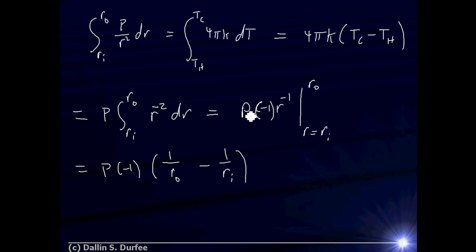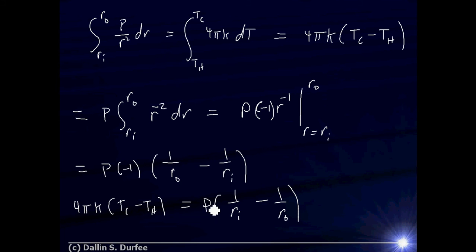Okay, so then when we solve this, I'm going to set this equal to that. So 4 pi k times T cold minus T hot is equal to the power times, I've got this minus sign, so let's just flip these two, 1 over r inner minus 1 over r outer. All right, and so now these are all things that I know, I just have to solve for power, so I'm going to leave that step to you. But first let's take a look at it, all right, and see if this all makes sense.